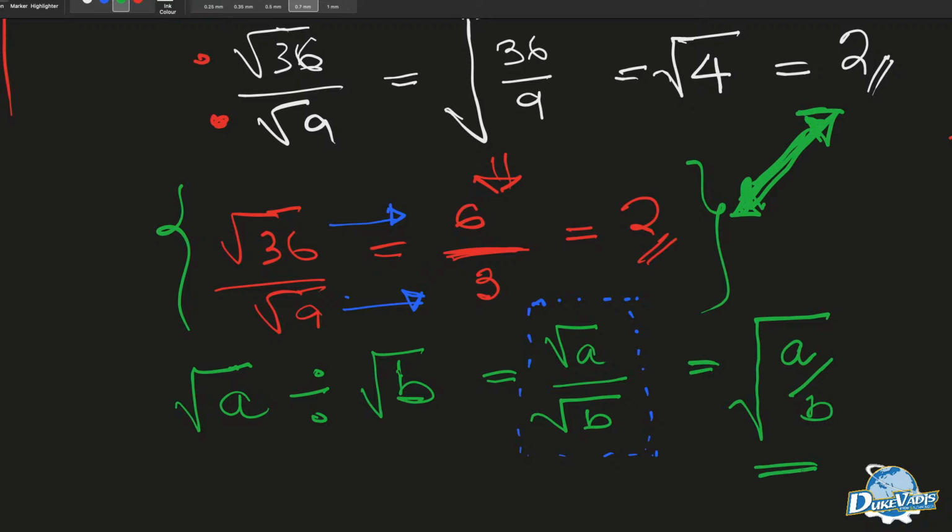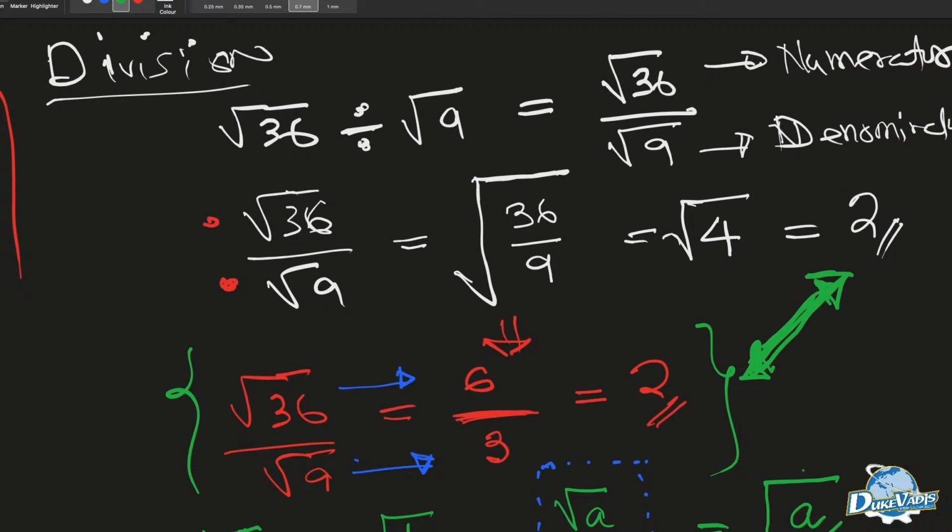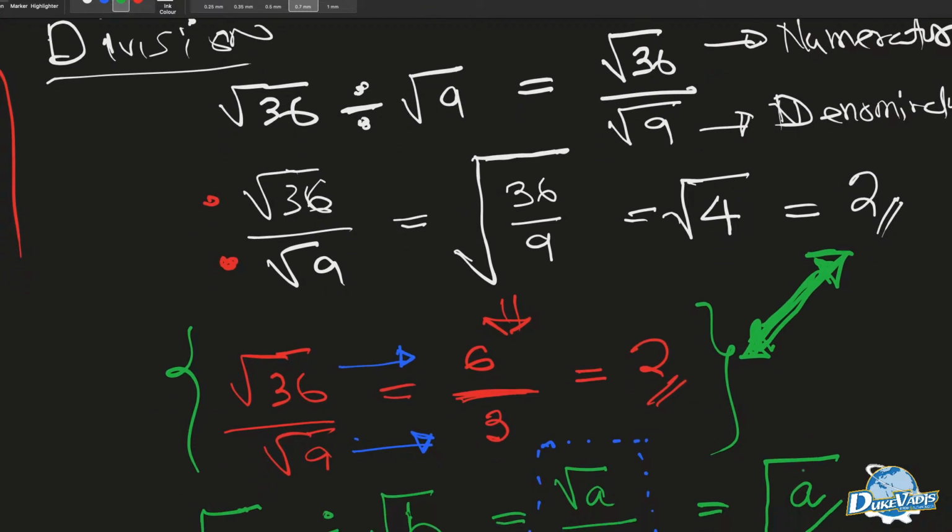Fantastic. So please look at it very carefully. Let's recap. We saw that the square root of 36 divided by 9 can be written as this, and the top one is the numerator and the bottom one the denominator. They're the same, root 36 over root 9. When we put them together in the third form, it will be like this. Then when we broke them apart, we have this.